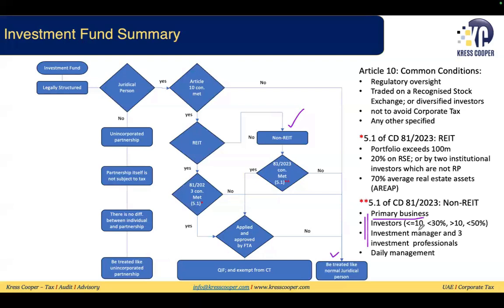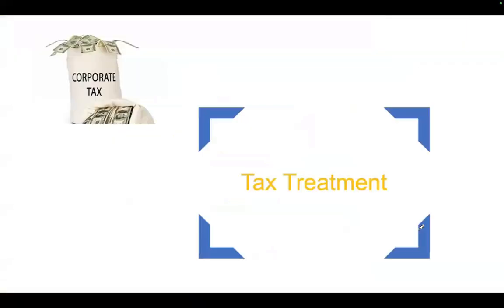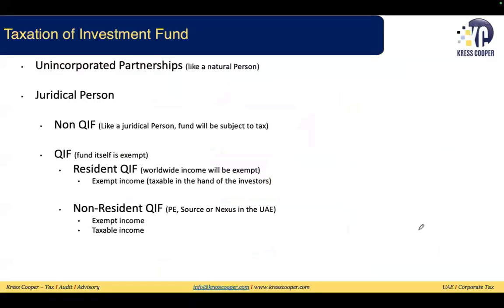Then based upon these criteria, we can assess what? Which fund can apply to the FTA to be considered a qualifying investment fund, which are the transparent entities, and which are treated like a normal juridical person. Now the tax treatment. Tax treatment for both of the funds is the same. Whatever we discussed in the previous webinar, there is no change in the tax treatment for the qualifying investment fund, even if this is a REIT, even if this is a non-REIT.